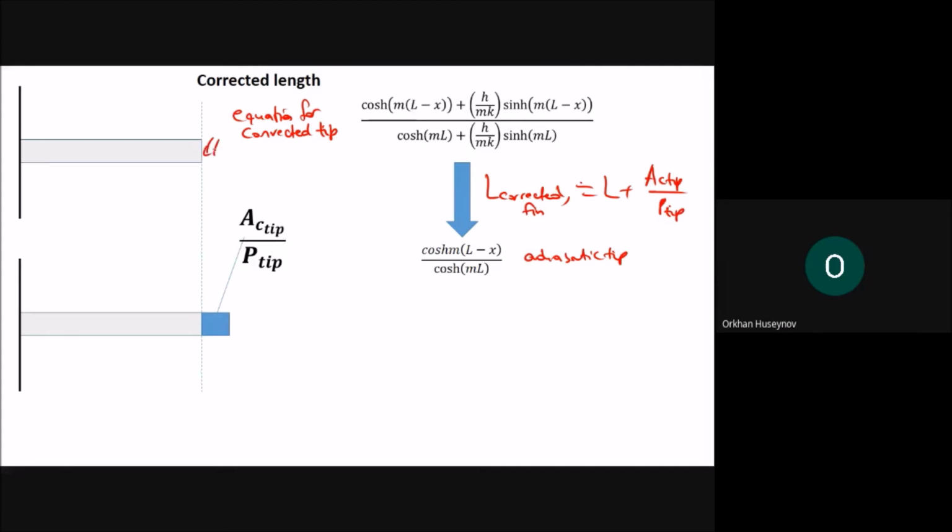Actually, here it was convection. Now here it is insulation. You can convert the convected tip fin problem to an insulated fin problem and analyze it the adiabatic way. Why? Because this one is an easy equation, and this one is a hard, difficult equation. Therefore, what we want is that easy method to solve the problem. That easy method is that we can take these corrected lengths, add them to the lengths here, and convert the problem of the convected tip to an adiabatic tip.